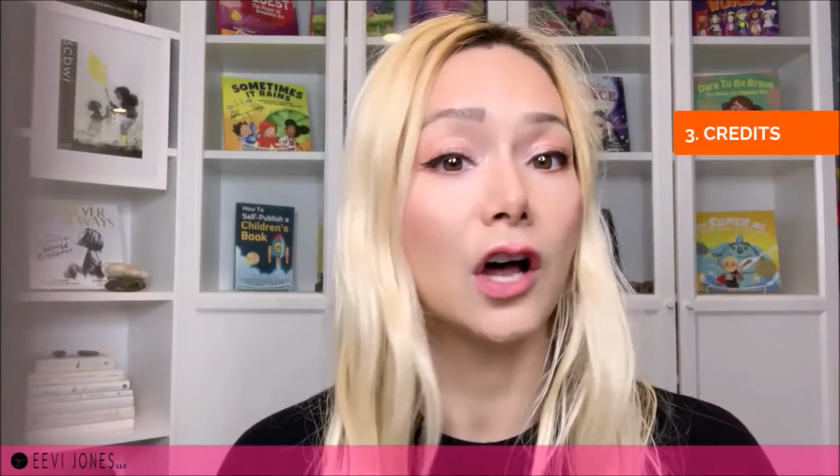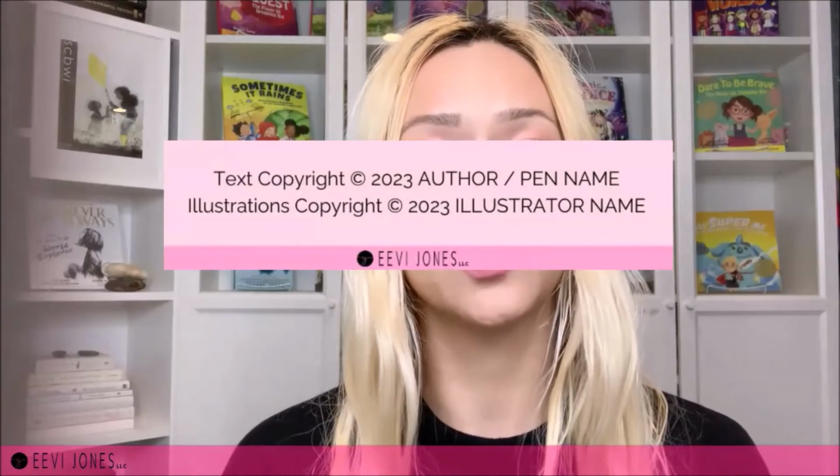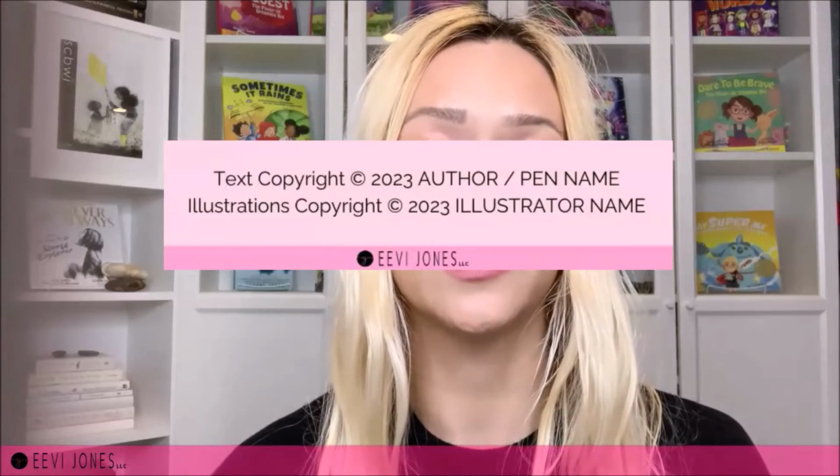The third element is all about credits. For example, if we haven't purchased the rights of our book's illustrations from our illustrator, we would add the following line right below our copyright notice. Illustrations copyright C, 2023 the year, and the illustrator name.